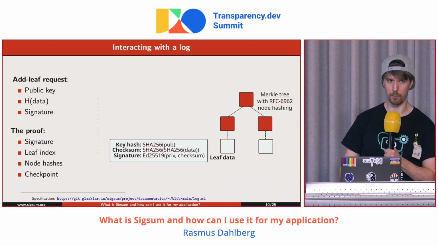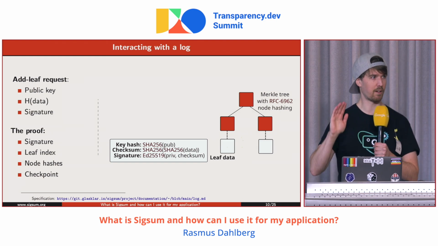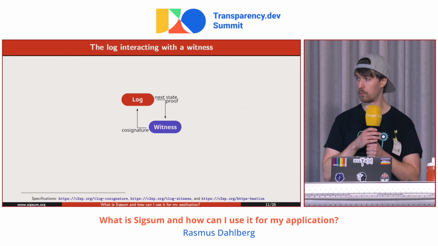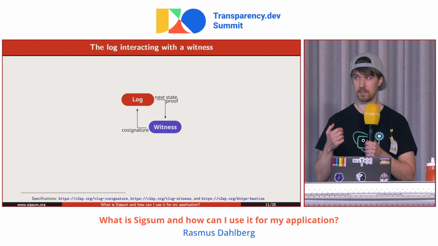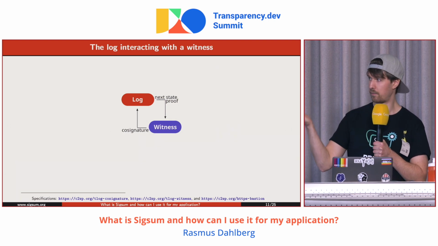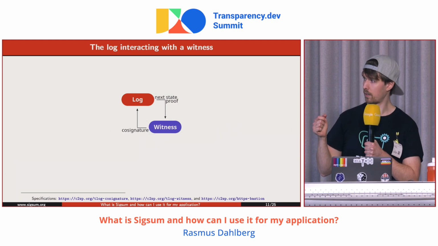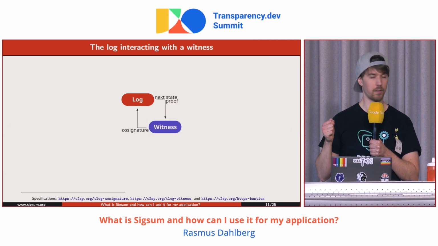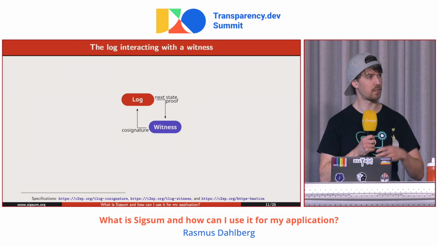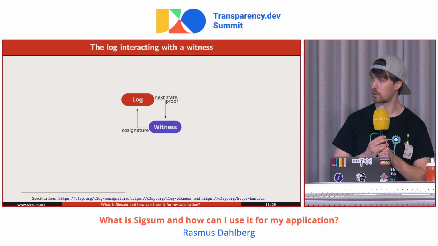And the way that works, very briefly, so I'm not going to go into detail because we have plenty of talks on this later. But basically, when the log wants to create the next checkpoint, it says to the witness, hey, here's my next state and here's a consistency proof. And if the witness can verify it, it's going to say, well, looks good to me, it's append only, and then it's going to provide a co-signature back to the log, and then you can just put that into the checkpoint and start serving that to the users.